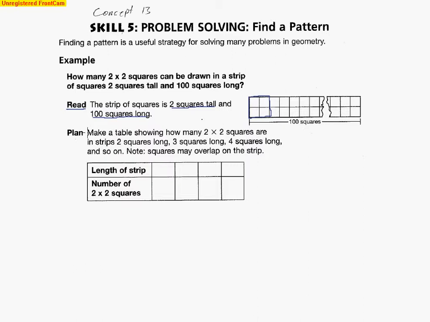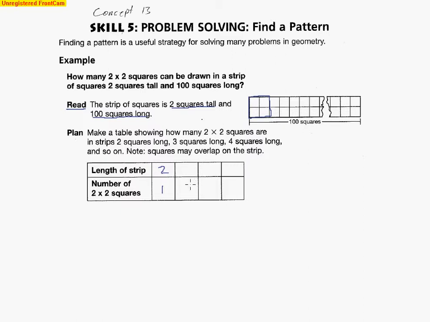Then I want to come up with a plan. How could I figure out how many there are? Here's one, and some people might think I could put another one right here. However, it doesn't say we can't overlap them. So let's do the length of the strip. When I draw one 2 by 2 square right here, how much did I use of the strip? I only used 2 units of this strip. There's 100 units going across, but I only used 2 units.